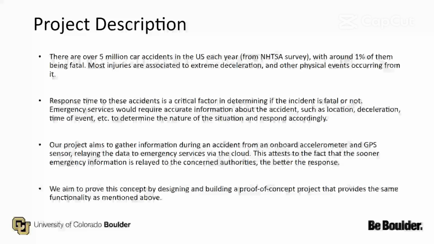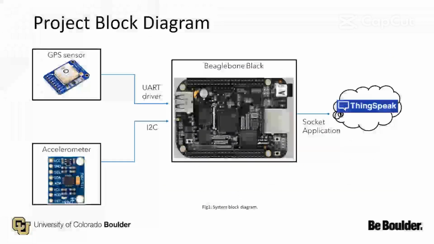Let us now look at the project block diagram. We are using the Beaglebone Black single board computer. We are interfacing two sensors, the MPU6050 accelerometer over the I2C bus and the MTK3339 GPS sensor over UART. We are writing a custom UART driver for the GPS sensor and using Linux's own I2C drivers for the accelerometer.